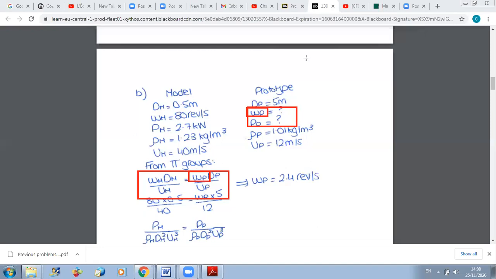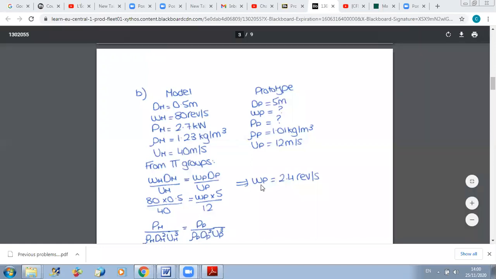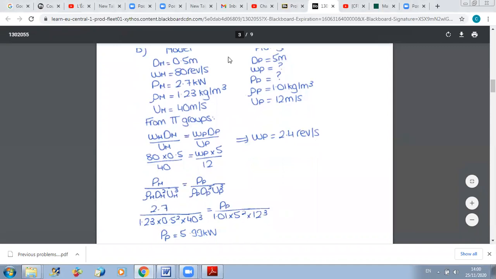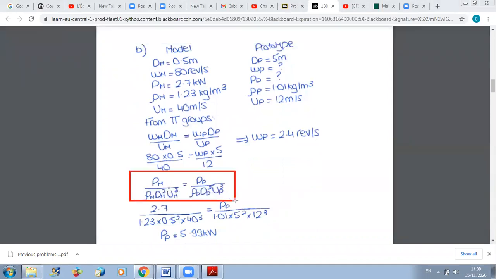Now, the next step is we found the omega prototype. The next step is to find the power of the prototype. So now I move to the second group. The second group is for P. We have found together that the group is P over rho d squared u cubed.